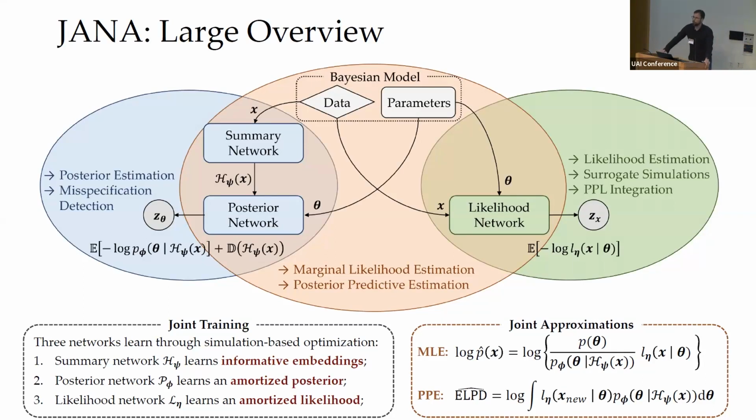And on their own, these 3 networks can already do cool things, such as misspecification detection and various estimation tasks. Together, they can even do more cooler things, such as marginal likelihood estimation or posterior predictive estimation, which are typically doubly intractable in Bayesian inference.